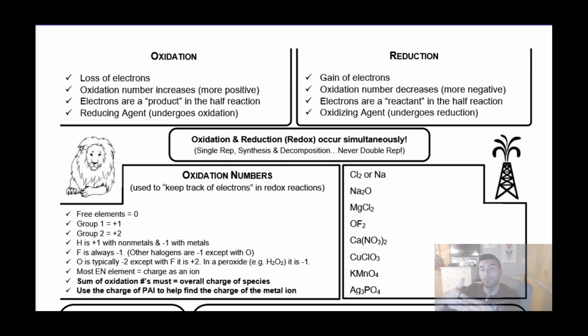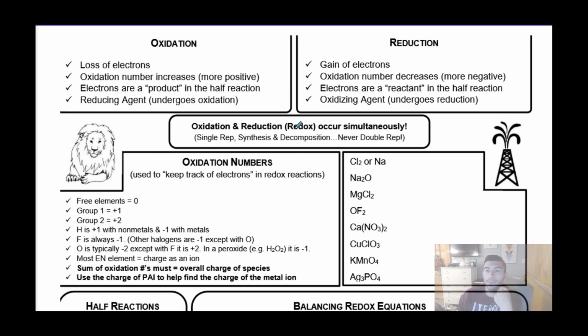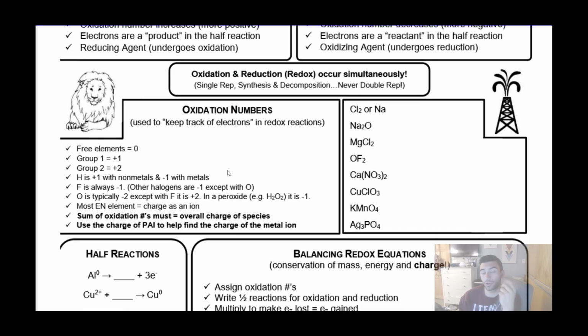Oxidation and reduction have to occur together. So for something to lose electrons, something has to gain them, and vice versa. If something's undergoing reduction, that means it's gaining electrons, its oxidation number is decreasing or becoming more negative. The electrons are a reactant in the half reaction to show they're being added or gained. And something that's undergoing reduction is known as an oxidizing agent because it allows oxidation to occur. Both of these occur simultaneously. You'll never have one without the other. Single replacement, synthesis, and decomposition are almost always redox. Double replacement is never redox based on how the oxidation numbers or charges change.